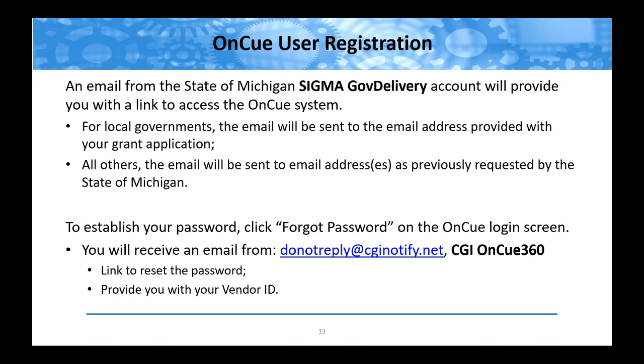So this is a little bit of information, and we'll cover this in more detail in the demo, but this is some information we wanted to make sure you had on how the initial registration works. So you will receive an email from Sigma Gov Delivery that will provide you a link to the Onkey system. Within that system, when you first log in, you'll click on the Forgot Password button, and that will automatically generate an email to you that will reset your password, and will also provide you your Sigma vendor ID, which will help you in being able to select your entity from the subrecipient list when you go to enter your expenditures.